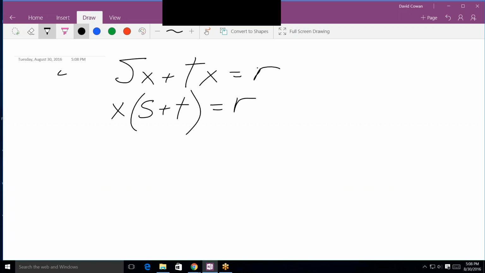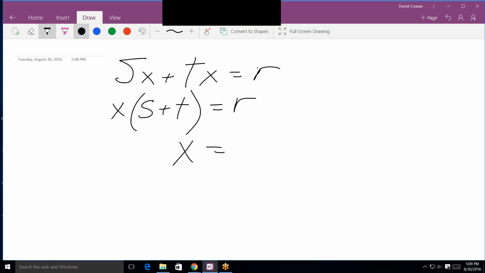In other words, when you see this problem, your first thought should be greatest common factor. Can I take a greatest common factor out of those two terms? And the answer is yes, you can take an x out. And what does that leave behind? S plus t. Notice that if I multiply those two back together, I get what I started with. I want you to always think that you're factoring out an x. And then finally, x is equal to what?